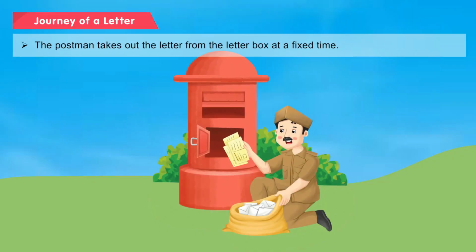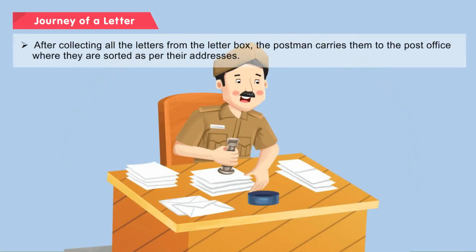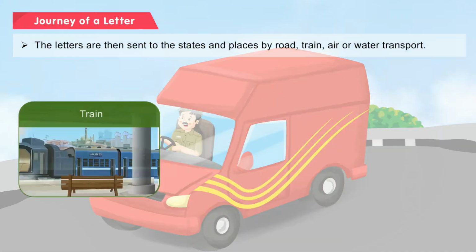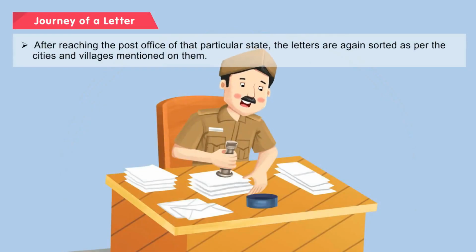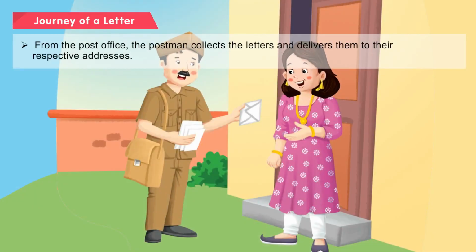The postman takes out the letter from the letter box at a fixed time. After collecting all the letters from the letter box, the postman carries them to the post office where they are sorted as per their addresses. The letters are then sent to the states and places by road, train, air or water transport. After reaching the post office of that particular state, the letters are again sorted as per the cities and villages mentioned on them. Then they are sent to the area post offices. From the post office, the postman collects the letters and delivers them to their respective addresses.